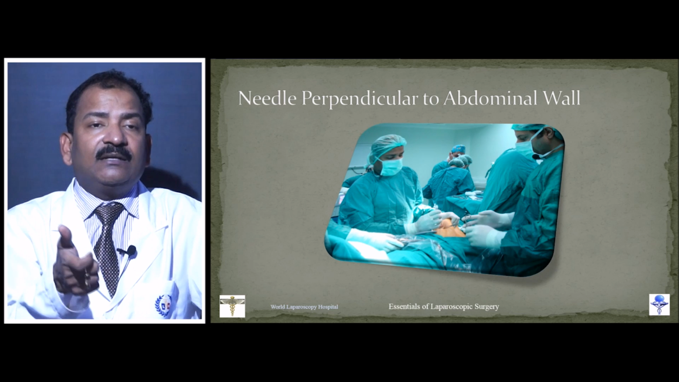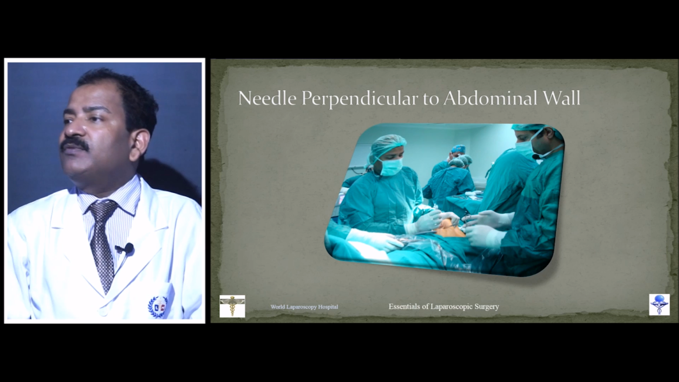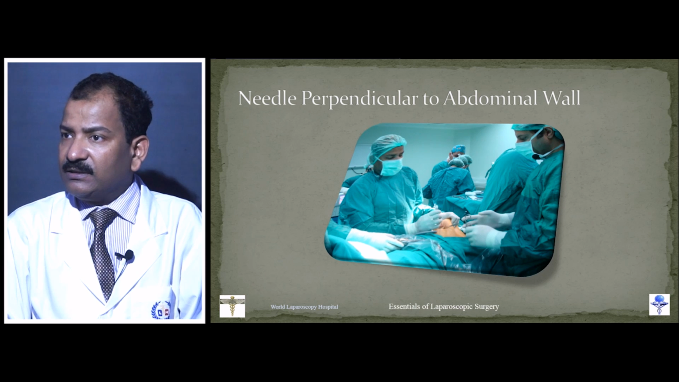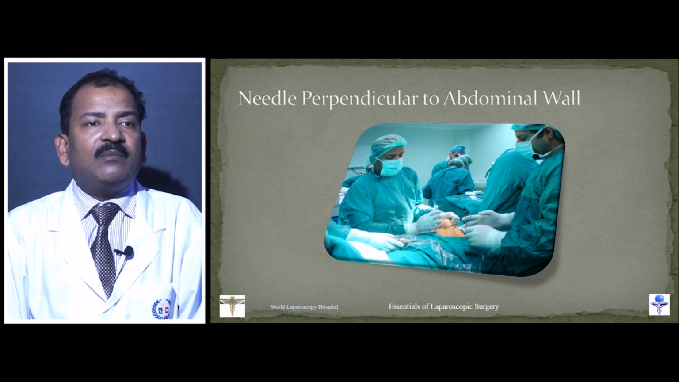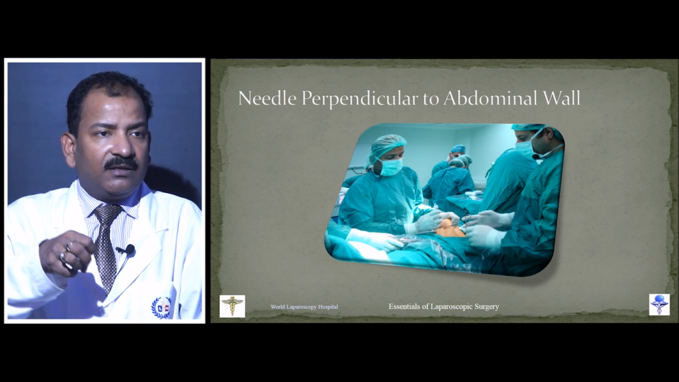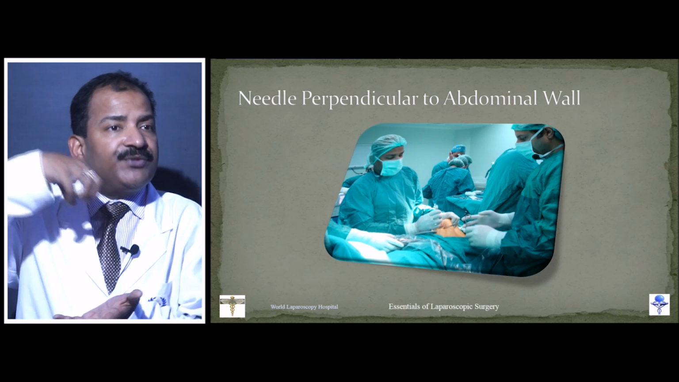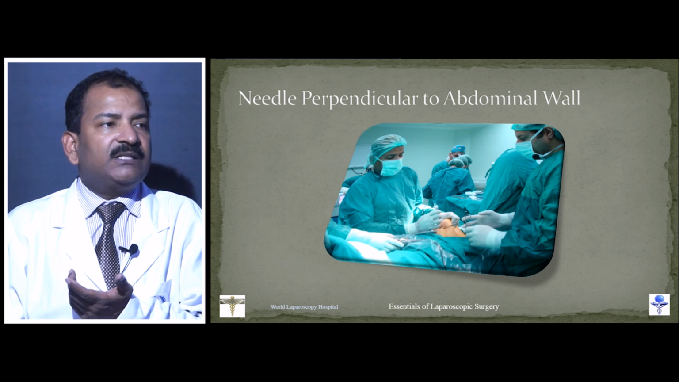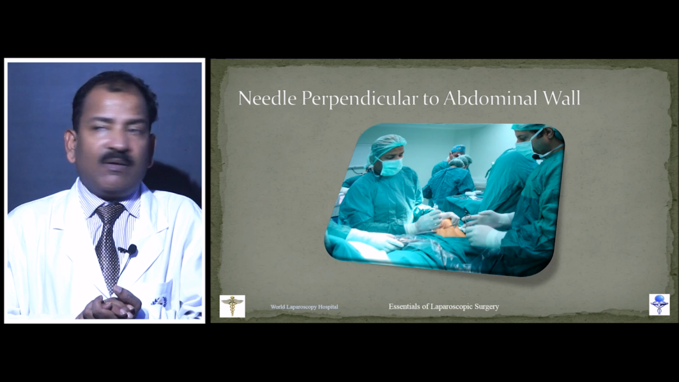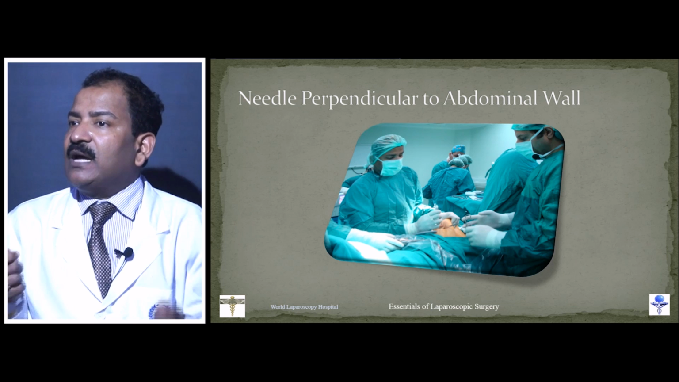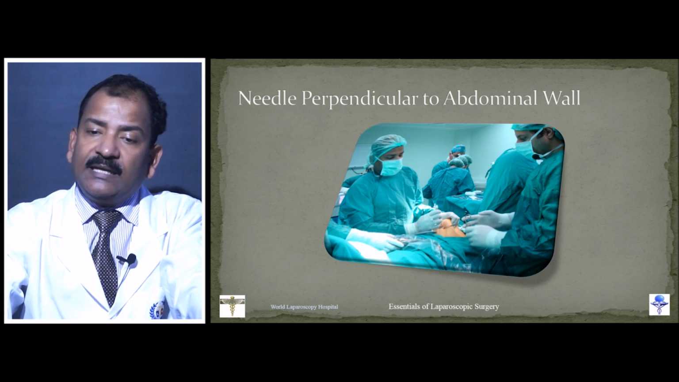Never use a skin Kelly's clamp or towel clip to lift the abdominal wall. Some people use it. A towel clip or Kelly's clamp is bad because it will stretch the skin and it will make a distance between the rest of the abdominal wall and the skin. Our purpose is to make a distance between the bowel and the abdominal wall. Our purpose is not to only lift the skin, our purpose is to lift the entire abdominal wall, and then you will enter.